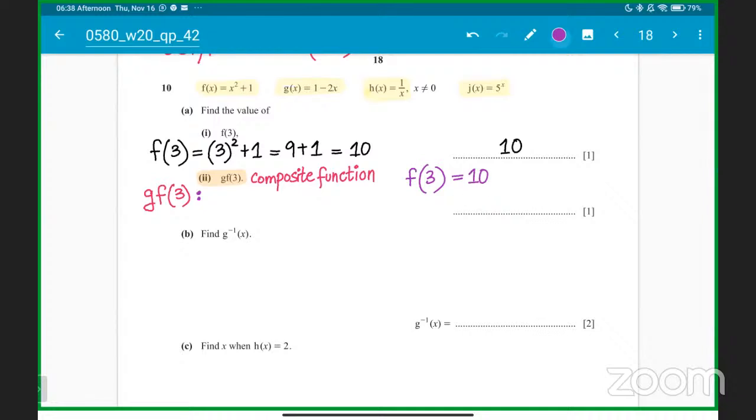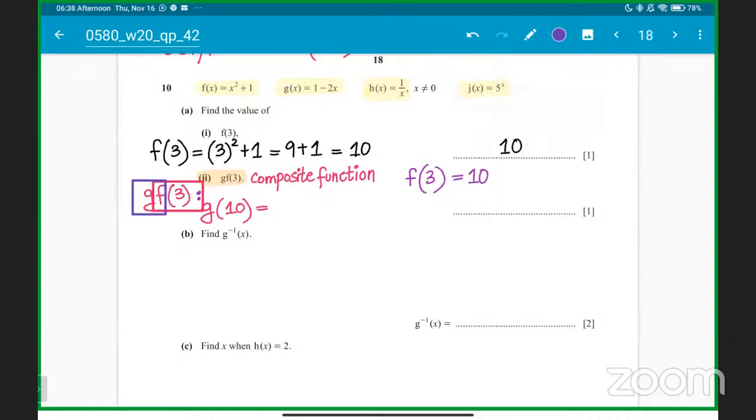In the composite function, whatever answer you got for the first part, you have to put in the second part. That's it. So the answer, that is the 10, will be put in the g function now, and that is basically a composite function in 2 parts. I'll repeat it: first part is you put the x value as 3 in the f function, and when you get that, then you have to put it in the g function, the second part, okay?